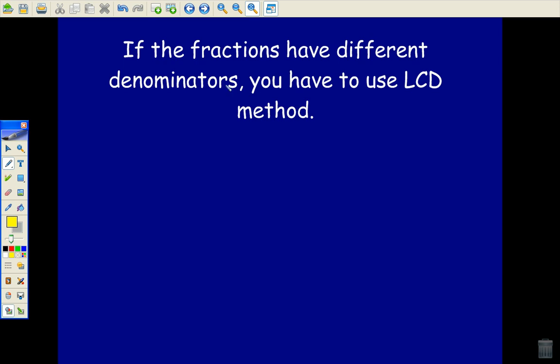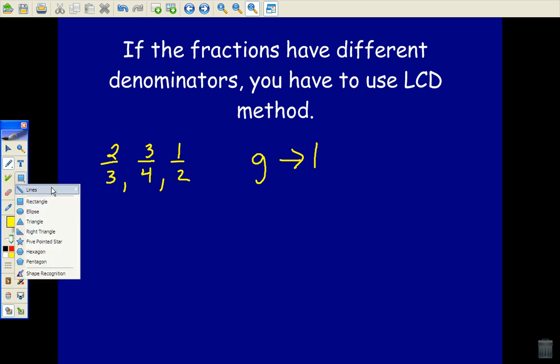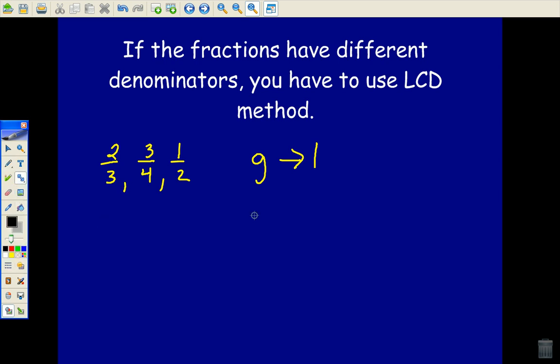So if the fractions have different denominators, you have to use the LCD method. So let's say we had 2/3, 3/4, and 1/2. And we want to put them in order from greatest to least. Now, another really awesome strategy to use is your number line. Some of us are really good with the number line, and we can visualize where fractions go based on how we split up the number line.